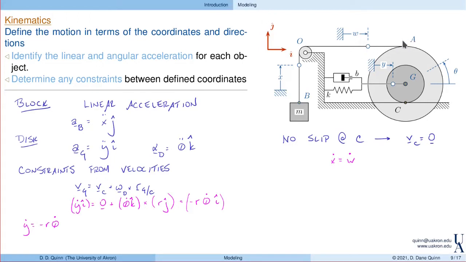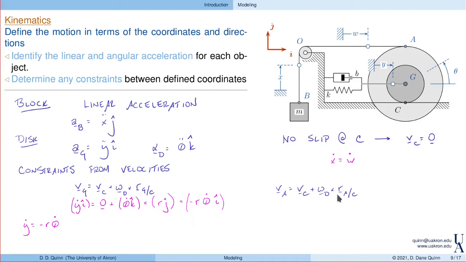Well, w is related to the velocity of A. So, in fact, the velocity of A is related to the velocity of B. They're in different directions. A is moving left and right, B is moving up and down, but the magnitudes are going to be the same. So let's use our kinematic equation to relate the velocity of A in terms of, again, the velocity of this contact point. So the velocity of A is equal to the velocity of C plus the angular velocity cross the position of A with respect to C.